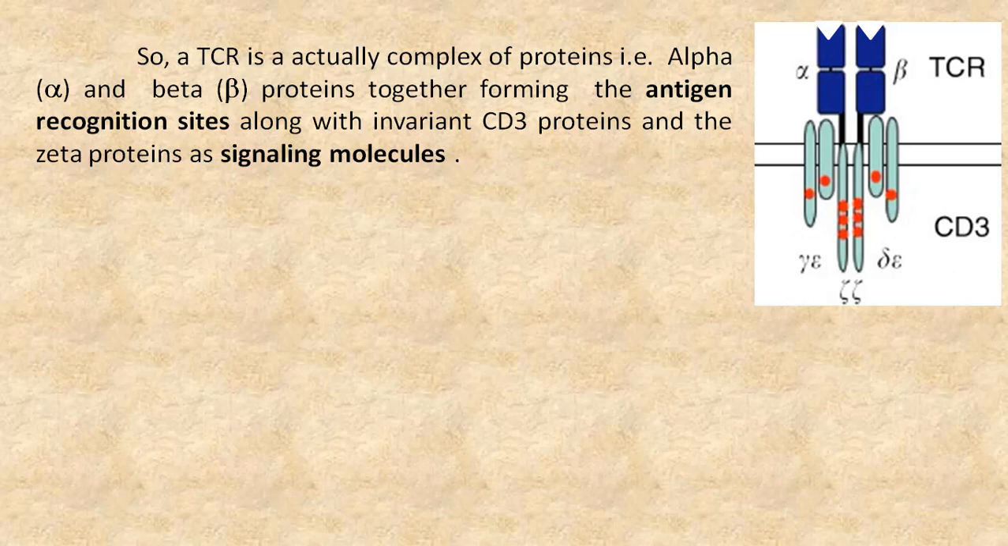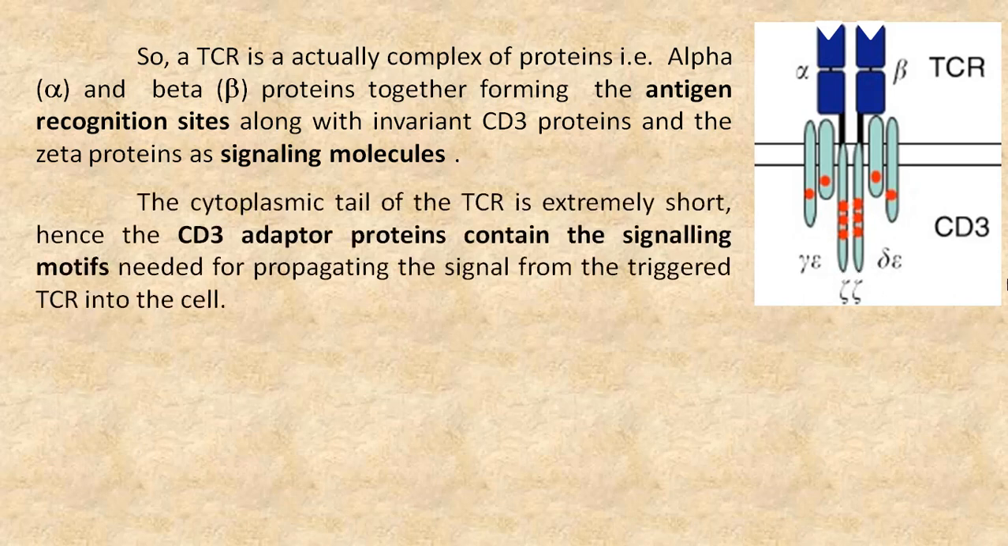So, a TCR is actually a complex of proteins, alpha and beta proteins, together forming the antigen recognition sites, along with invariant CD3 proteins and the zeta proteins as signaling molecules. The cytoplasmic tail of the T cell receptor is extremely short. Hence, the CD3 adapter proteins contain the signaling motifs needed for propagating the signal from the triggered TCR into the cell.